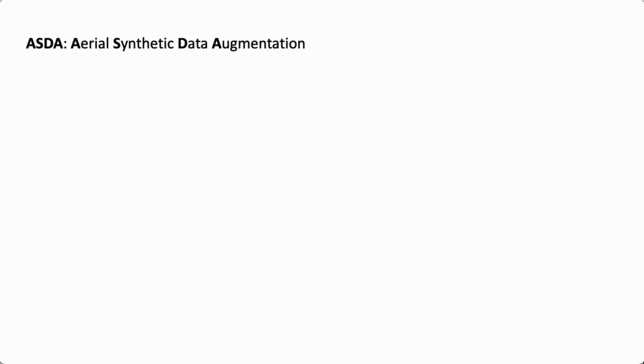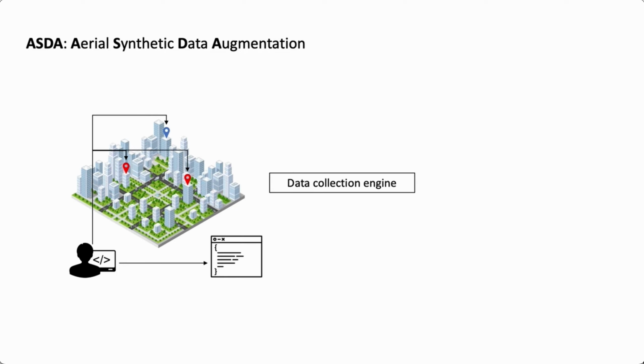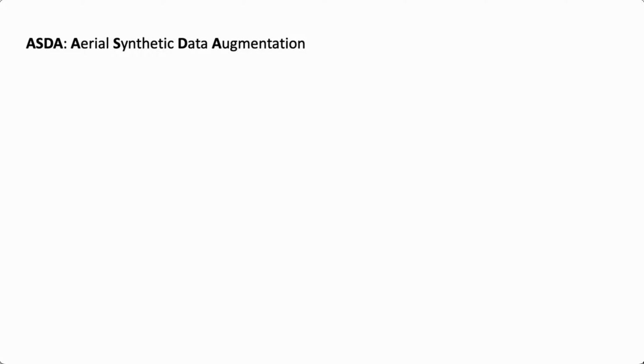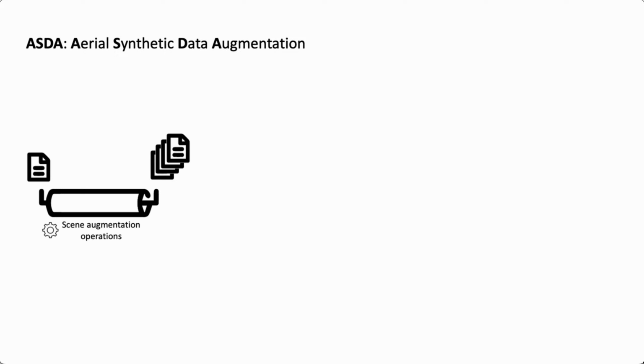To address these gaps, we present ASDA, a new procedural generative aerial synthetic data augmentation framework. ASDA extends a central data collection engine by adding two pre- and post-processing scriptable pipelines that automatically perform scene and data augmentations. The pre-processing pipeline has built-in randomization operations that can be combined and applied automatically to different scene specifications that seed its generative scene augmentation process.